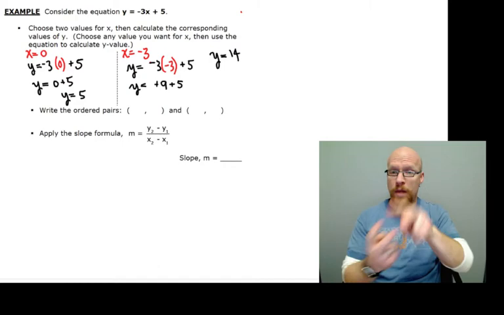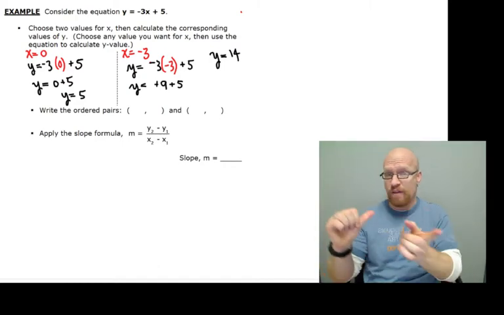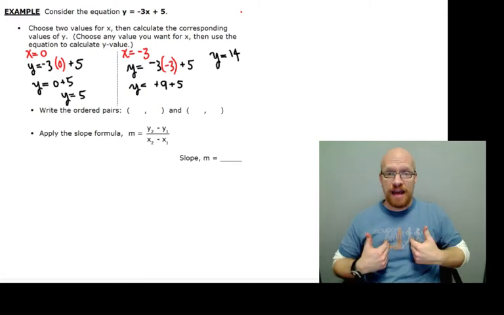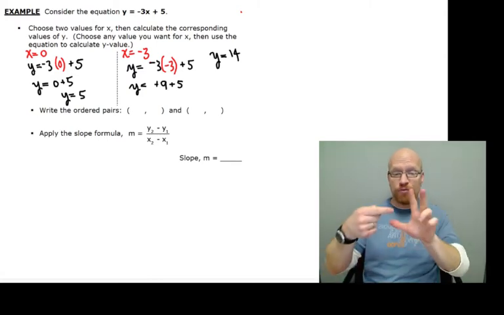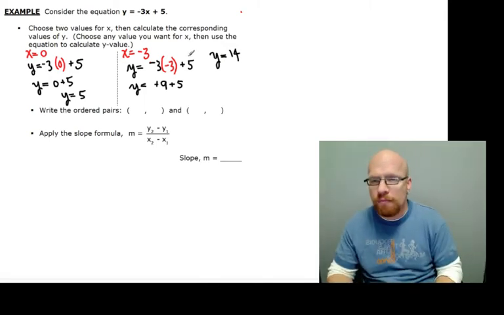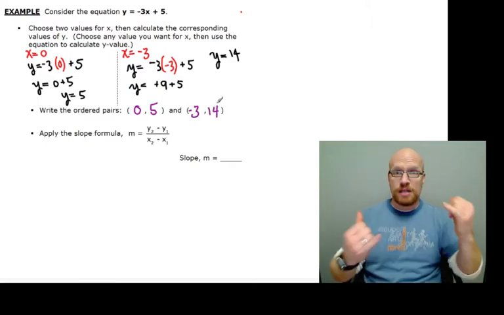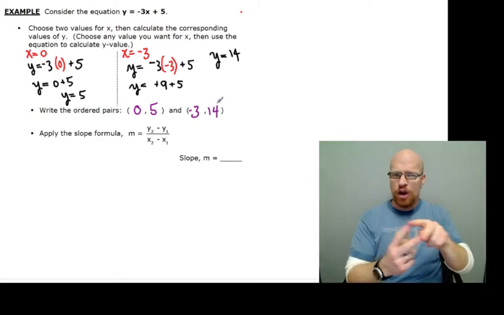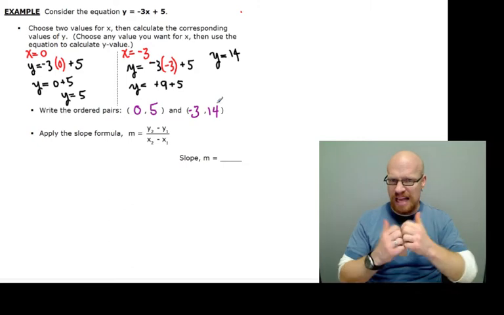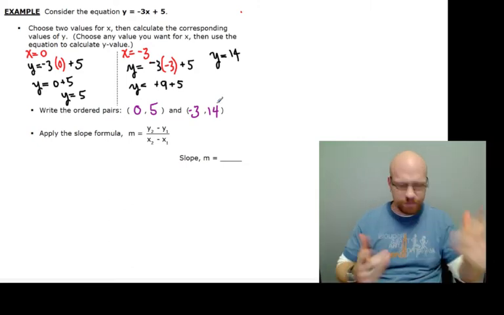now I can see our 2 pairs. I have 0, 5 for the first coordinate. And then I have negative 3, 14 for the second point. So now I'm going to put those 2 pairs in our equation. I want to see what the slope is.